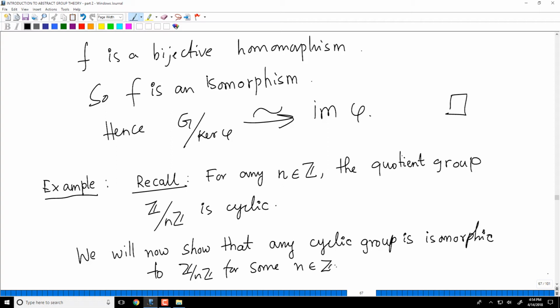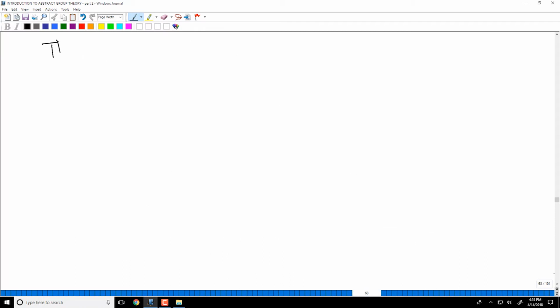And this is a very remarkable statement, right? It's okay to say that Z mod nZ is cyclic. That is just a statement about subgroups of integers and quotient groups. Now we are saying that you take an arbitrary cyclic group, which can be anything, nothing to do with Z to begin with. However, it is isomorphic to Z mod nZ for a suitable integer. So let me prove this theorem.